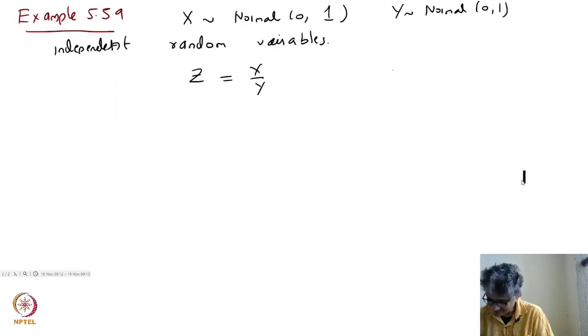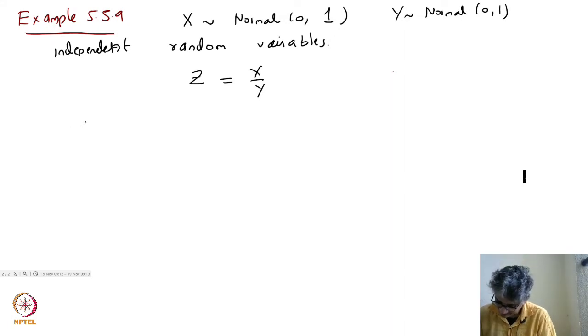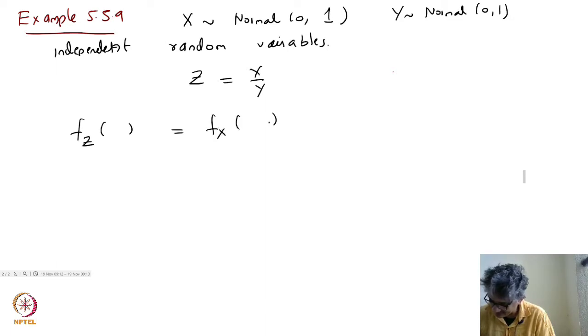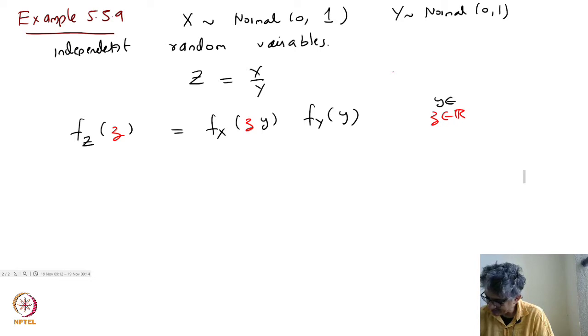So what we do first is that f sub z at the point z is equal to f sub x at the point zy times f sub y at the point y. This is what we got, for any z in R and any y in R. Let's start with this.